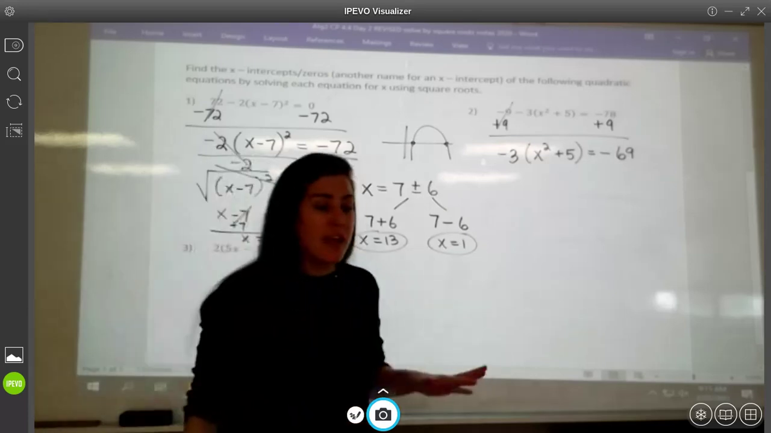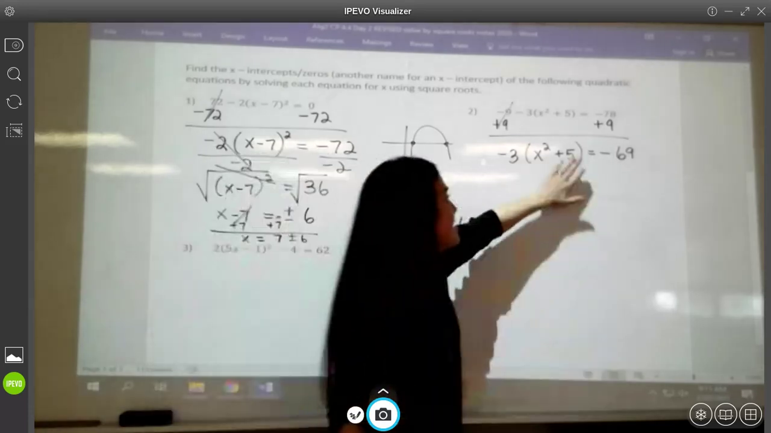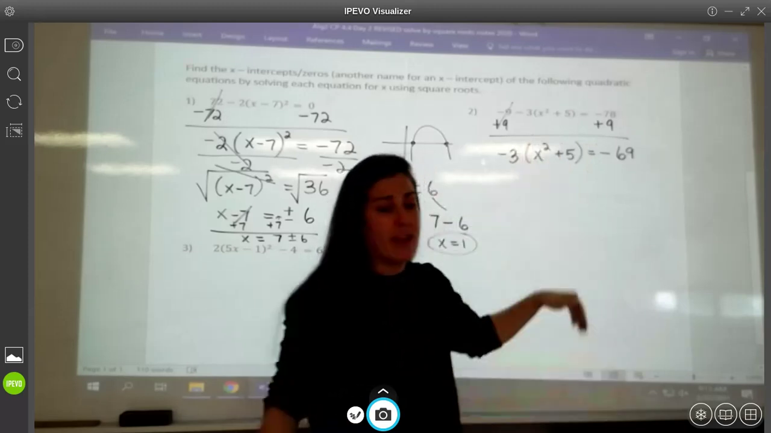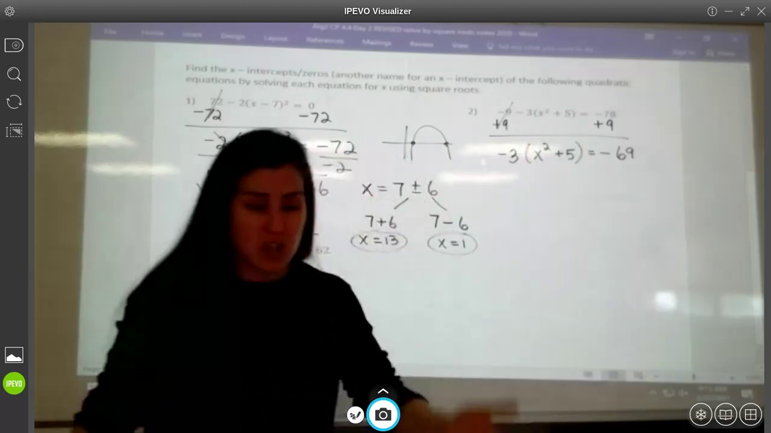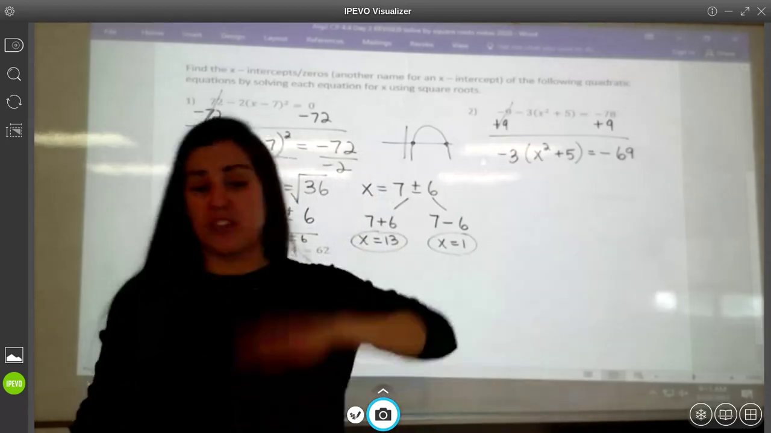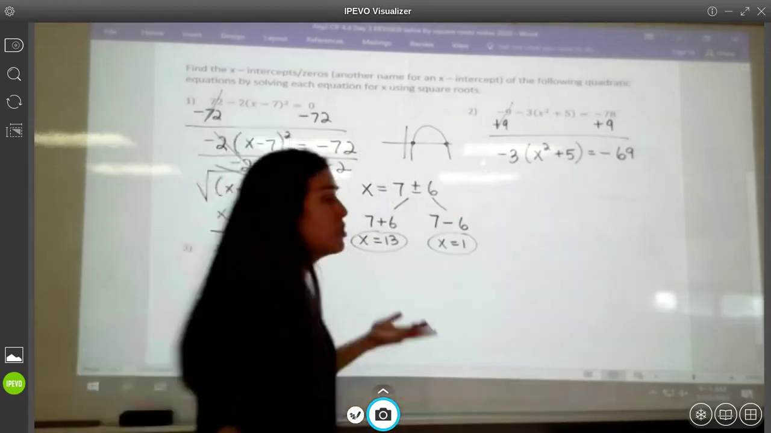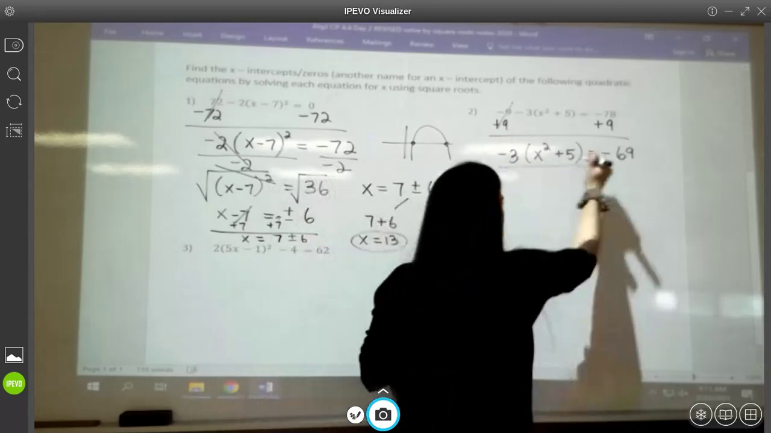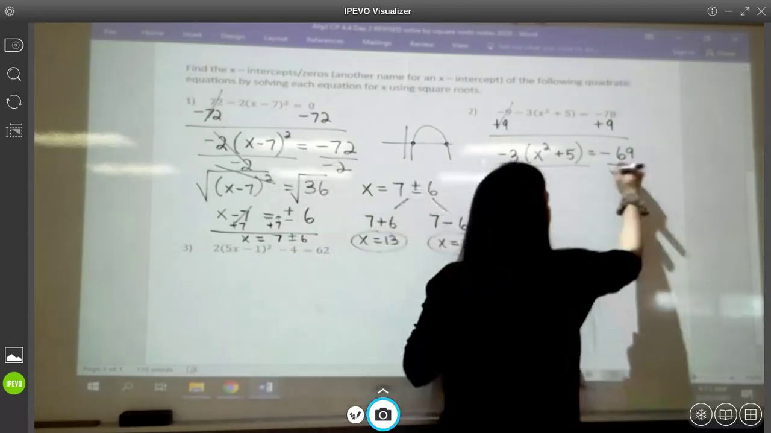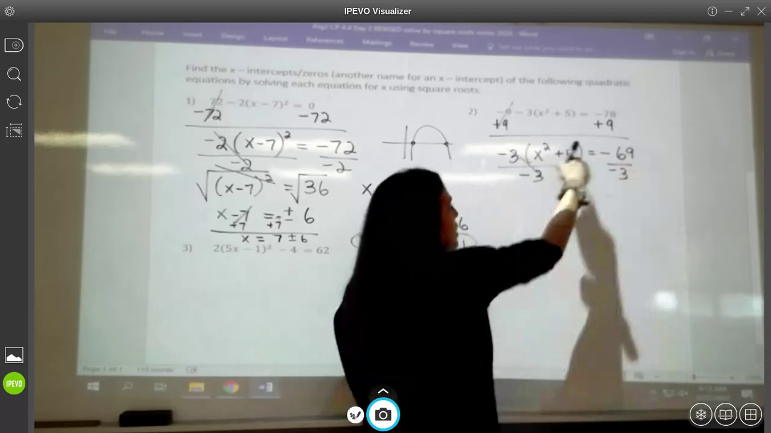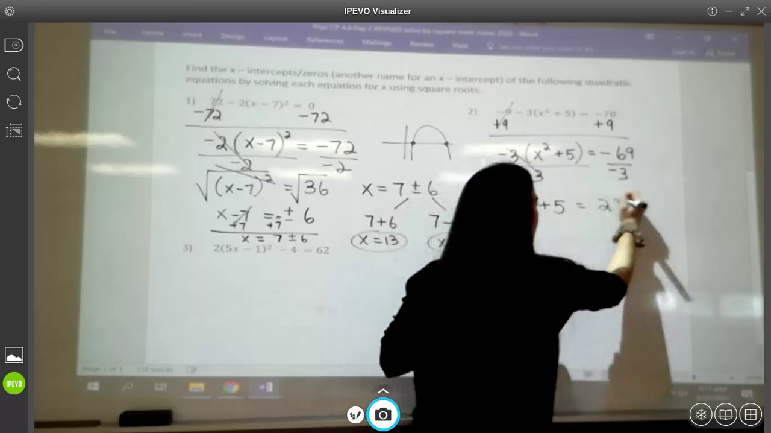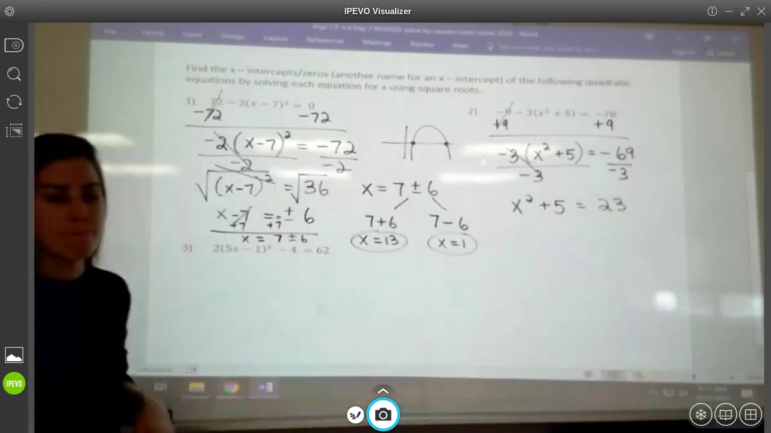Now, guys, when you go to get rid of the negative 3, this time, since it's not the parentheses that are being squared, you do have the option to distribute the negative 3 if you wanted to. But, guys, you're going to have to divide it out later just to get x² by itself. So I would just divide it out right now. Instead of doing negative 3 times all of this, just divide by negative 3 and get rid of it that way. And then you don't need the parentheses anymore, and you have x² + 5 = 23.